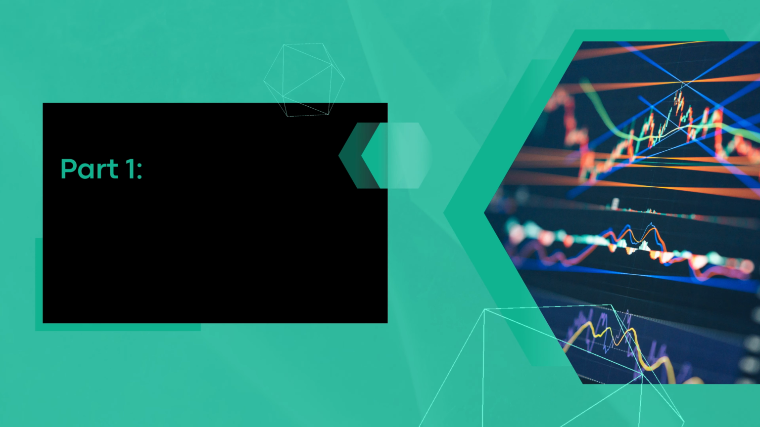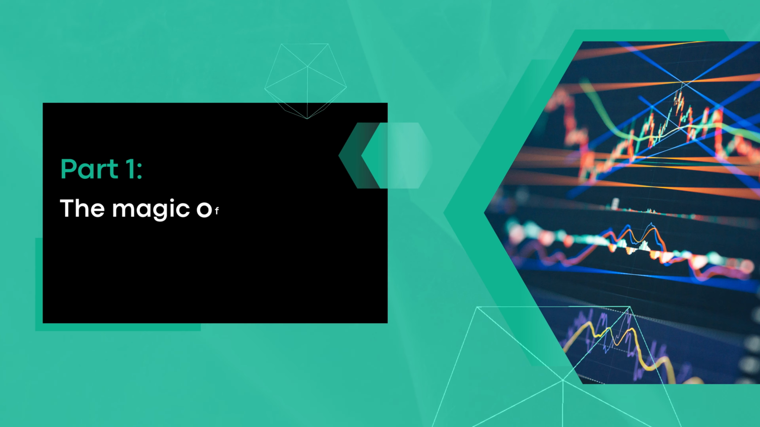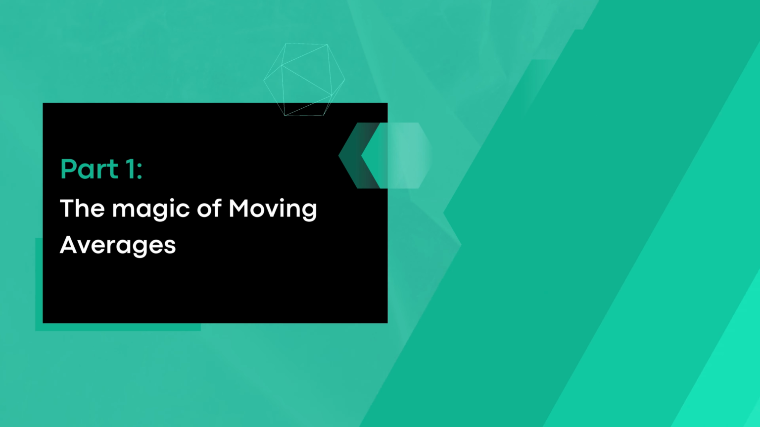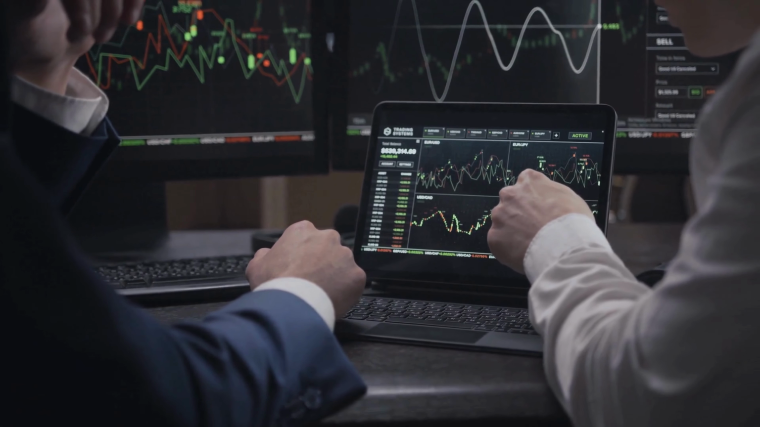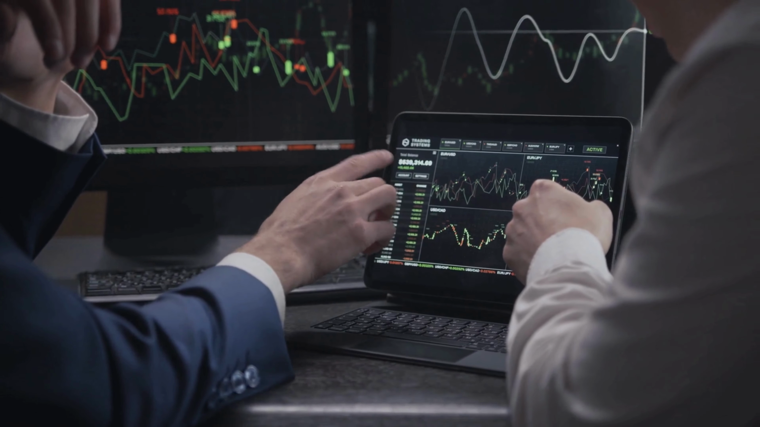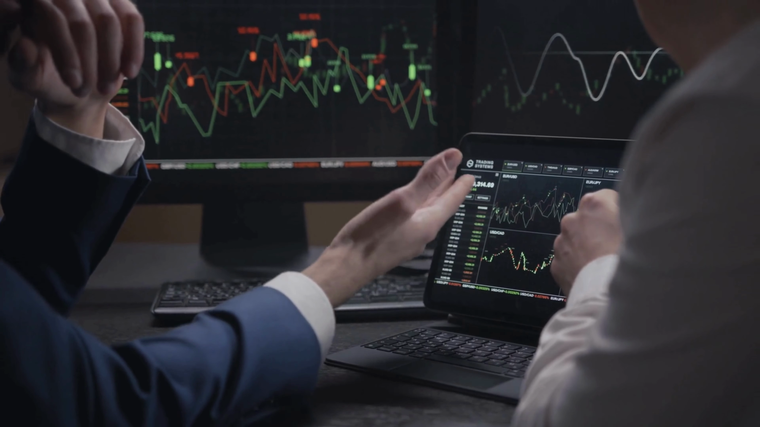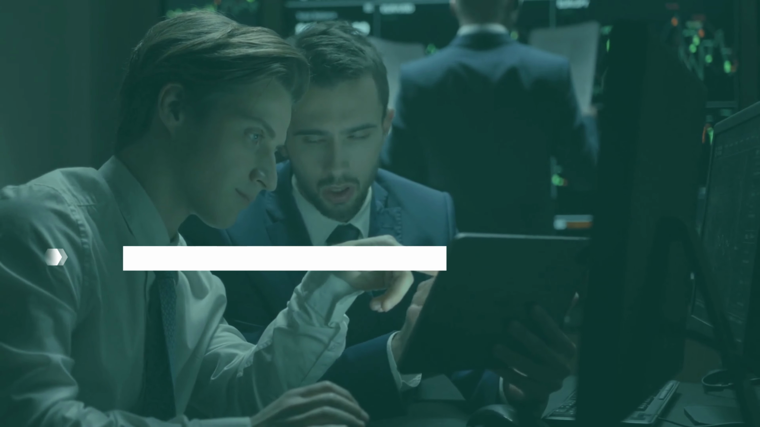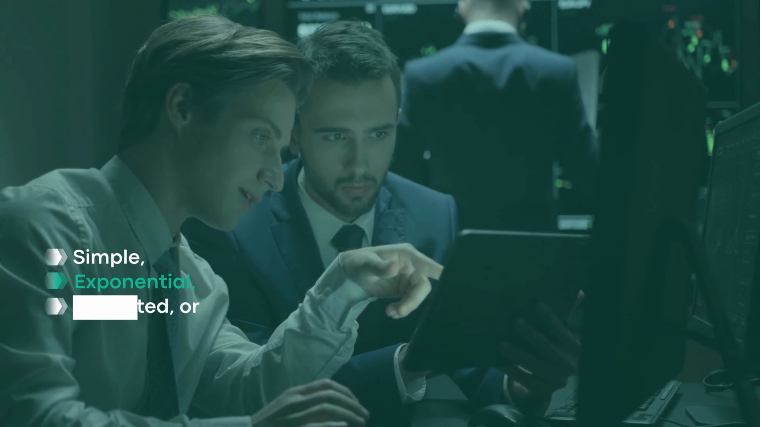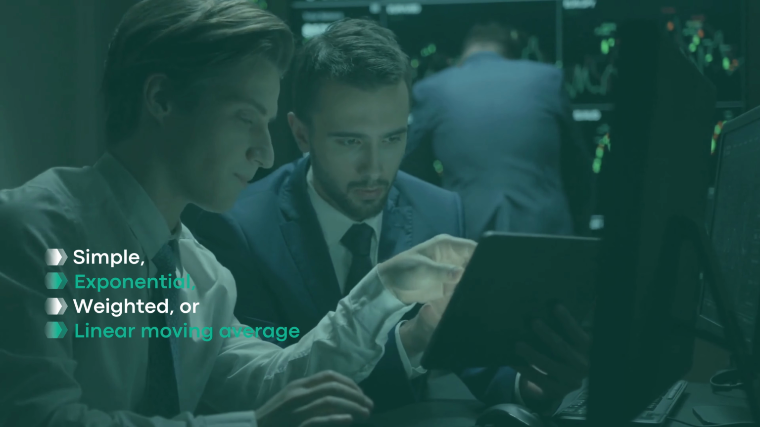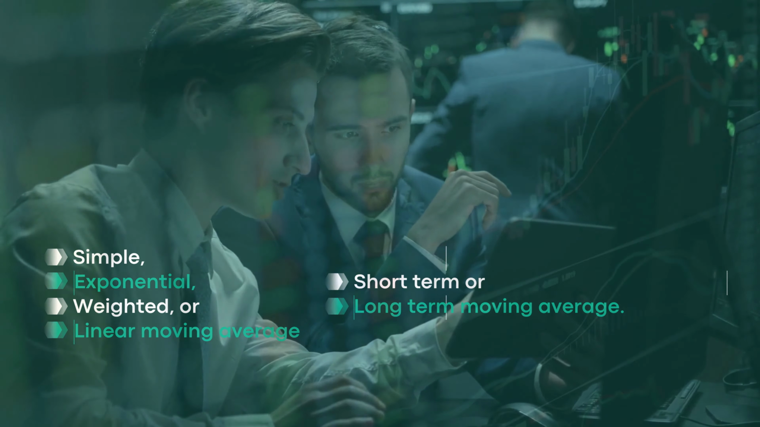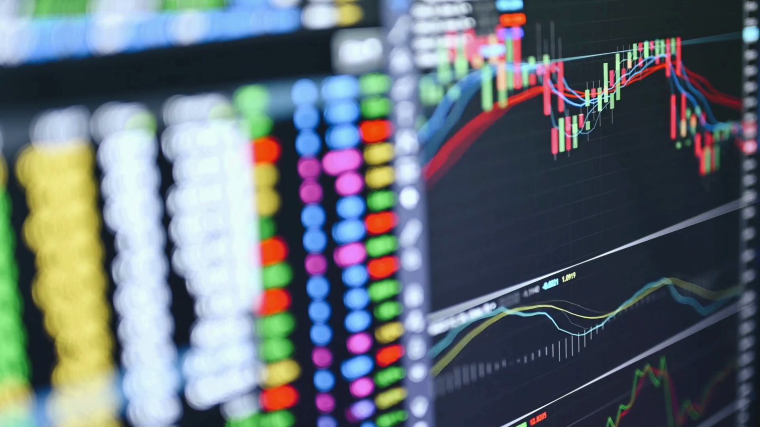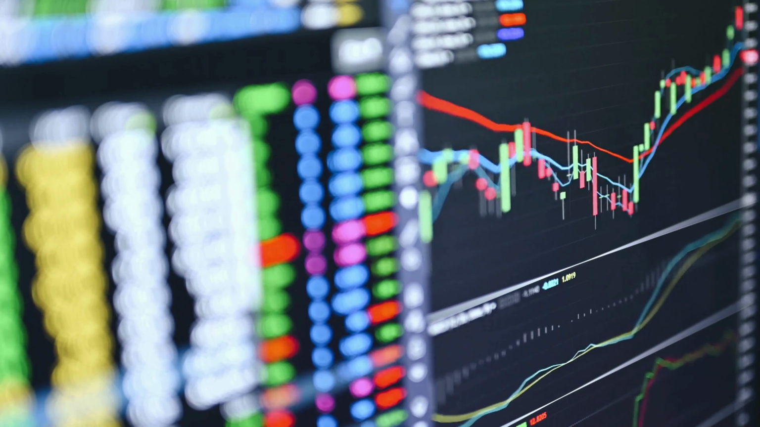Part 1. The best Forex indicator. The magic of moving averages. The moving average is an indicator that smooths out past prices on your charts. It's easily one of the simplest and one of the best indicators for Forex. But don't waste your time deciding whether you should use a simple, exponential, weighted, or linear moving average, or whether you should use a short-term or long-term moving average. It doesn't matter, because there's no such thing as the best moving average.